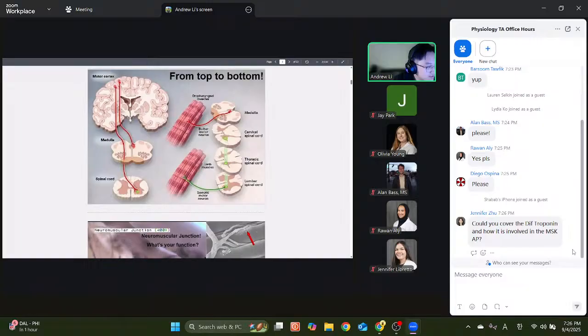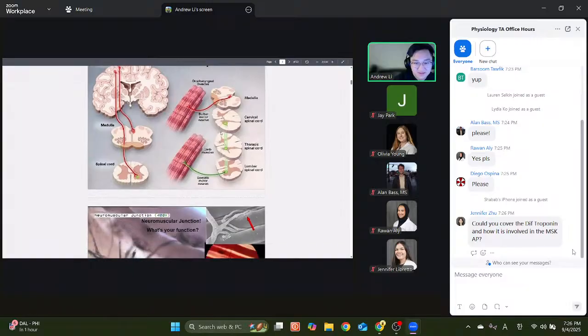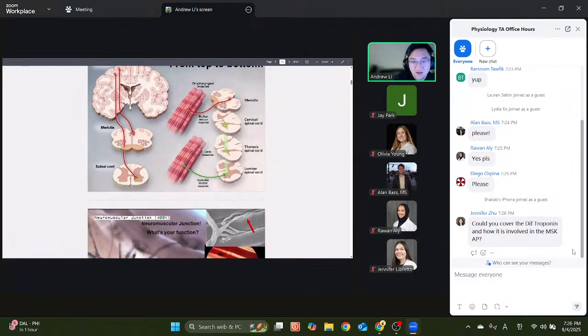I see there's a question. Could you cover the differences in troponin and how it's involved? Okay, yeah, so that's going to be a little bit more important. But as I was saying, I want to go to that really quick.